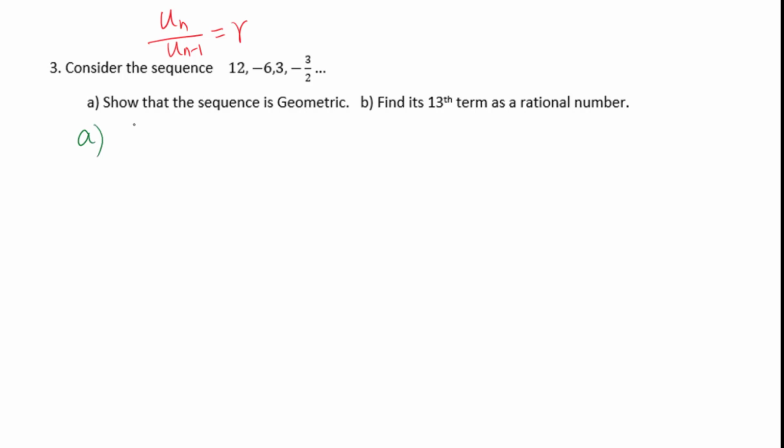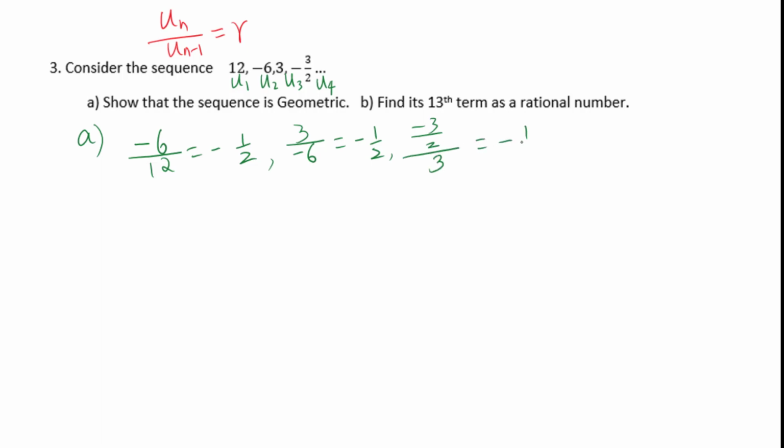So for A, we know this is u₁, u₂, u₃, u₄. Negative 6 over 12 equals negative 1 over 2. 3 over negative 6 equals negative 1 over 2. Negative 3 over 2 divided by 3 equals negative 1 over 2. So it is a geometric sequence.